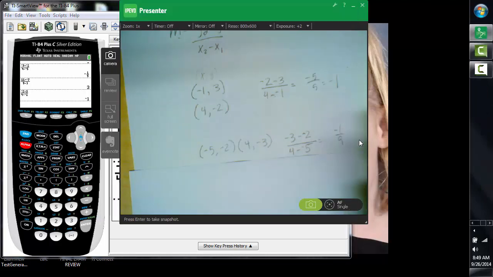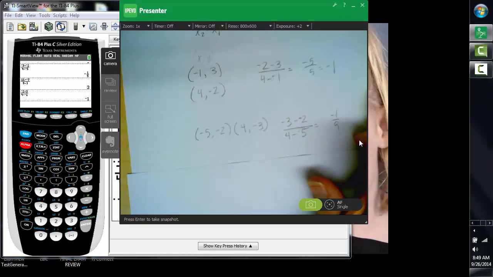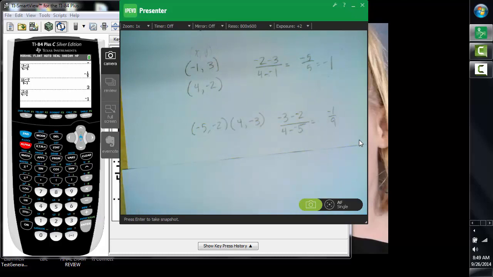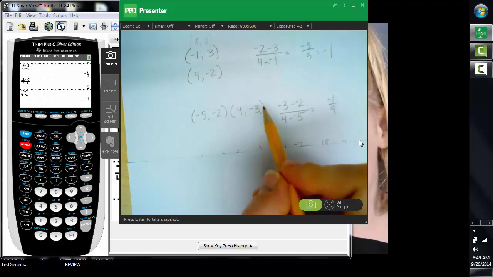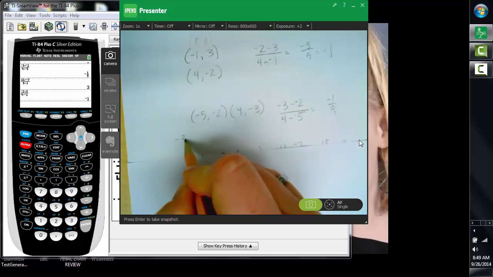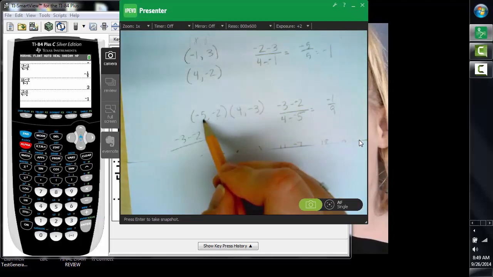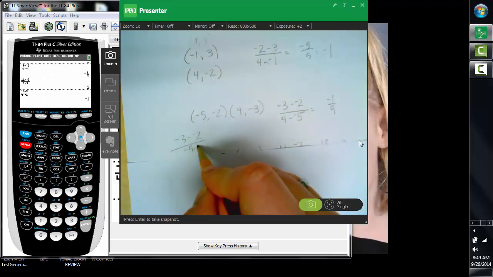Now, I'm going to show you a mistake that a lot of people make, and I don't want you to make it, so that's why I'm going to show it to you. When I say y minus y over x minus x, it's understood that you're going to go in the same direction. But let's see what happens if I did y2 minus y1, -3 minus -2 over, and then I switched and went to x1 minus x2, -5 minus 4.